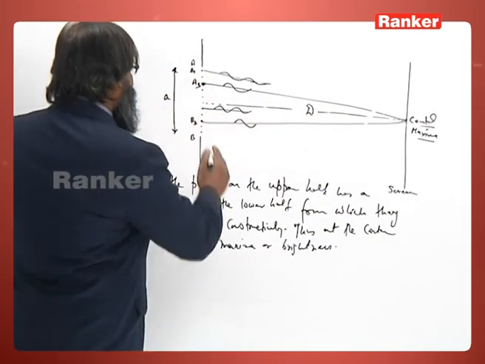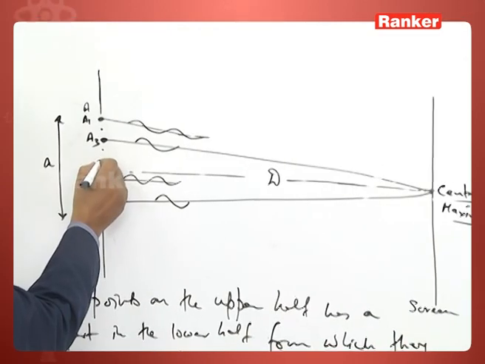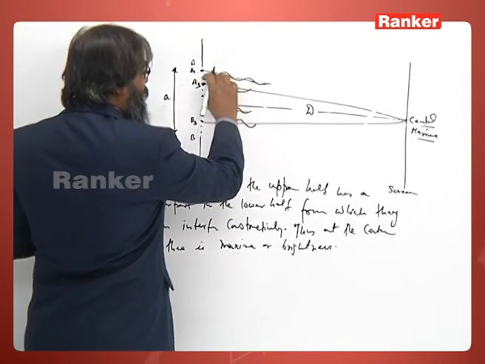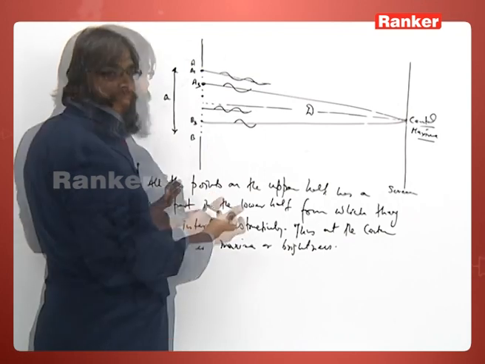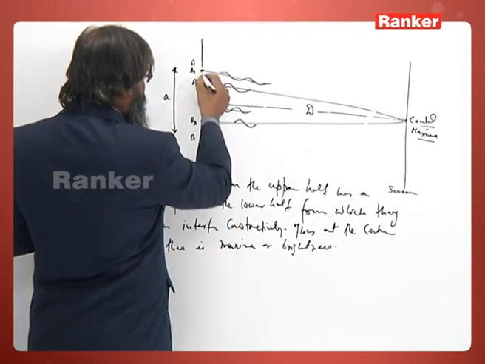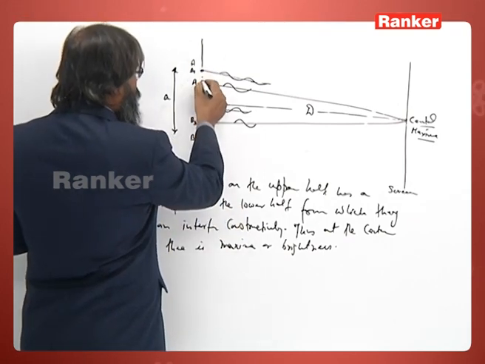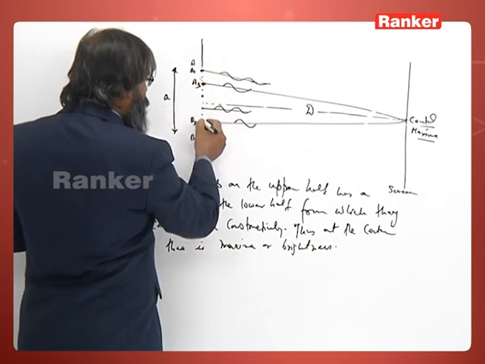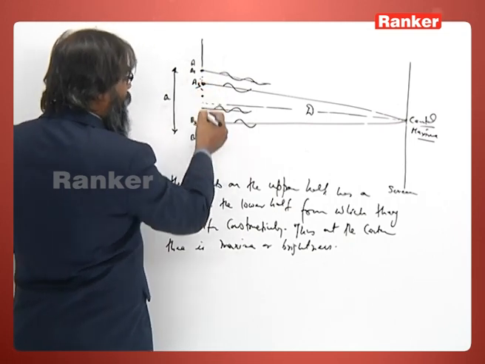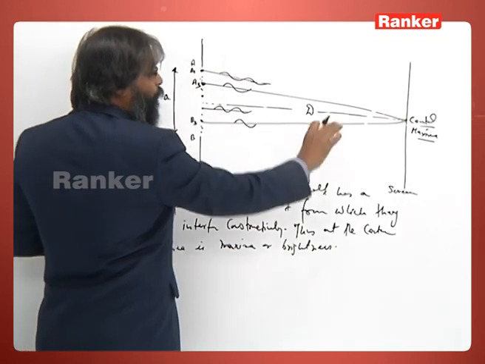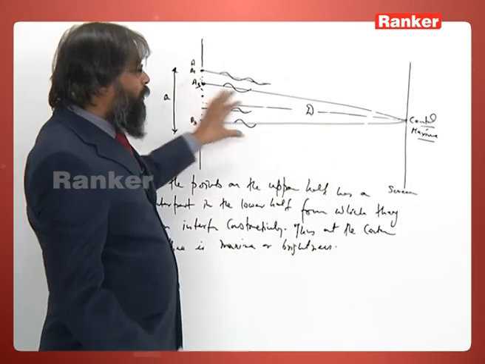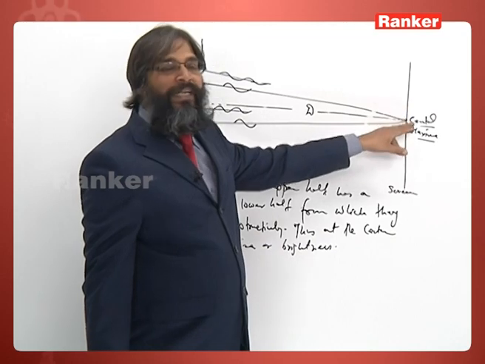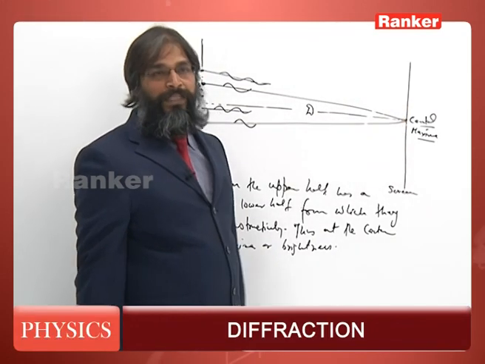We see there may be a point A1 and there may be a point An. They may interfere in a destructive manner, we didn't know. But actually A1 and B1, A2 and B2, A3 and B3, A4 and B4 interfere in a constructive manner. So there is a net maximum intensity here. So there is a central maxima.